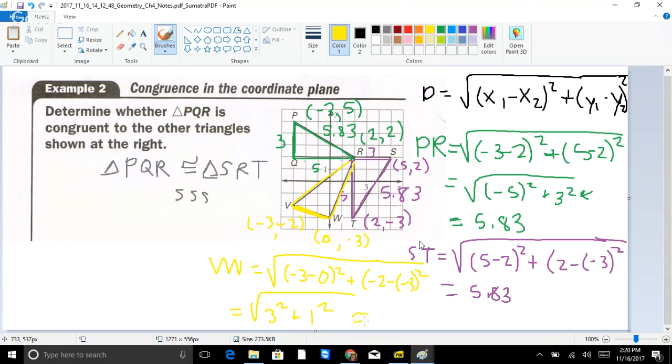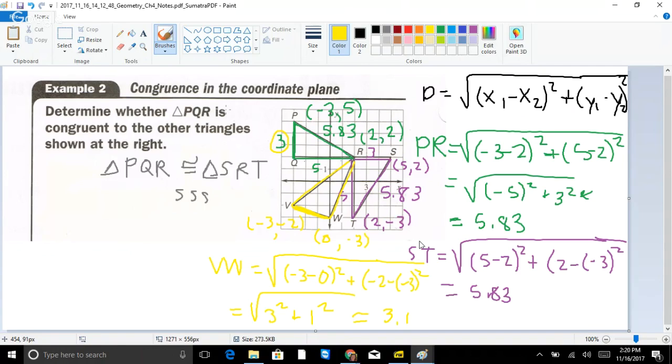So we are going to end up with a number that is really close to 3, but it's going to be like 3.1 something when I do that work. So I already know because this side is 3.1 something, it doesn't match up with my 3. So wah, wah, wah, the yellow triangle is not congruent to the other 2 triangles.